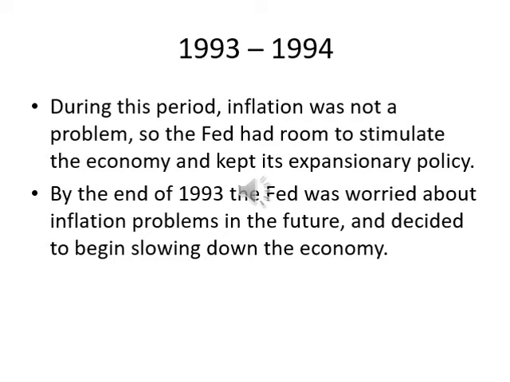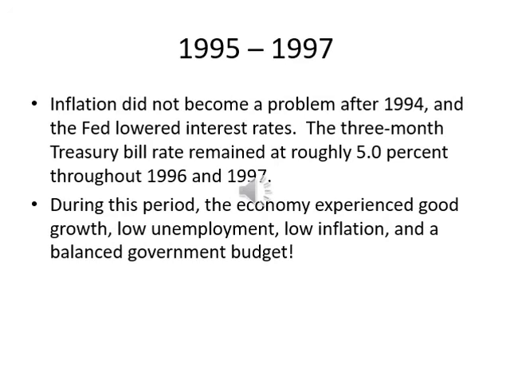By the end of 1993, the Fed was worried about inflation problems in the future, and decided to begin slowing down the economy. Inflation did not become a problem after 1994, and the Fed lowered interest rates. The 3-month Treasury bill rate remained at roughly 5.0% throughout 1996 and 1997. During this period, the economy experienced good growth, low unemployment, low inflation, and a balanced government budget.